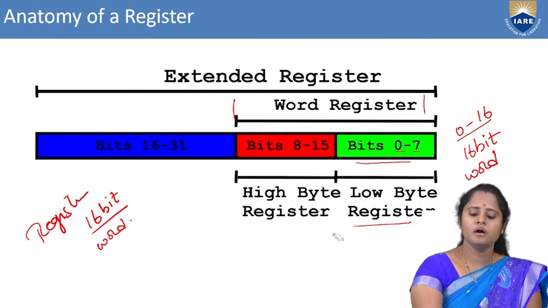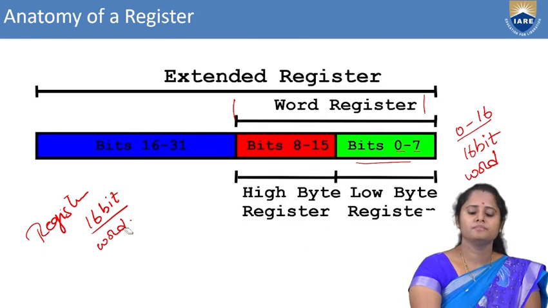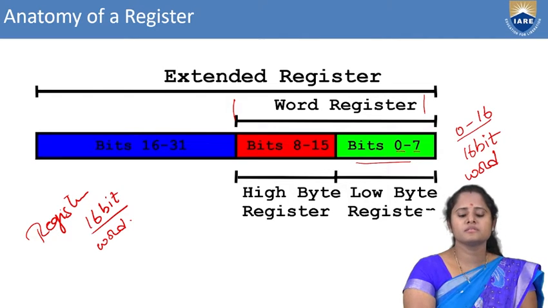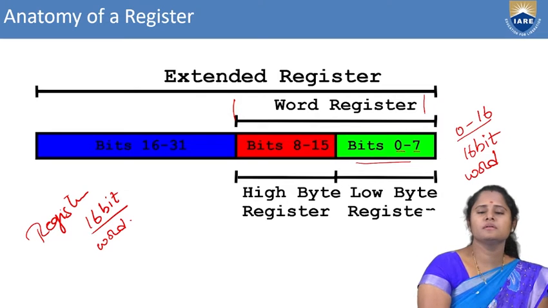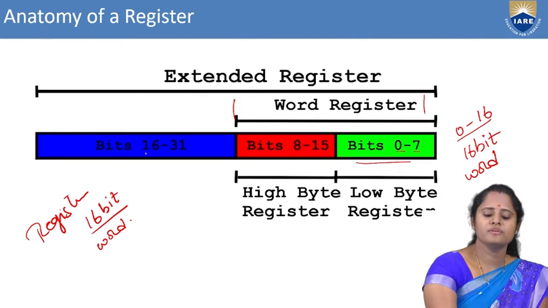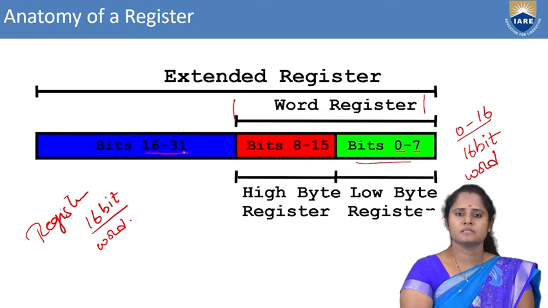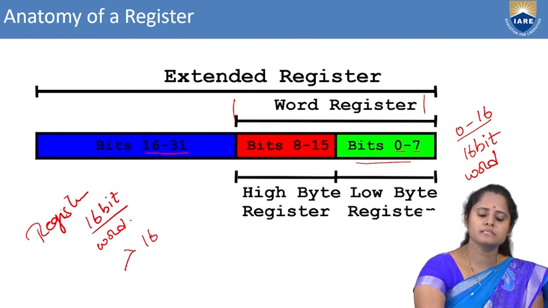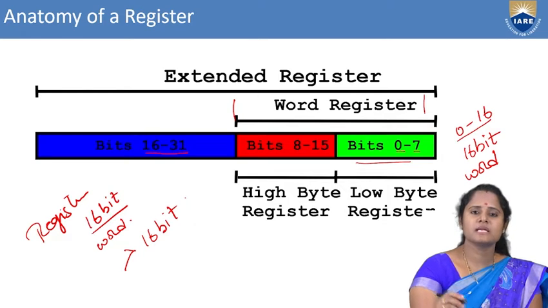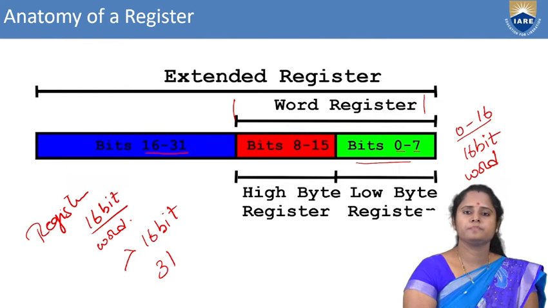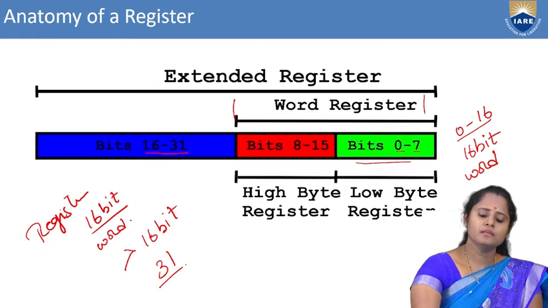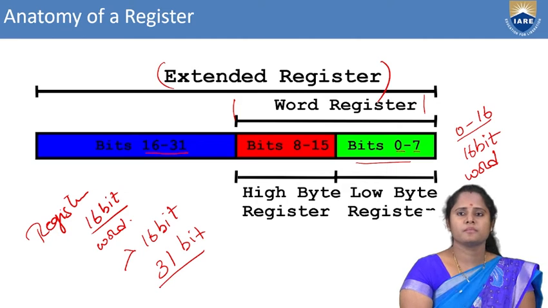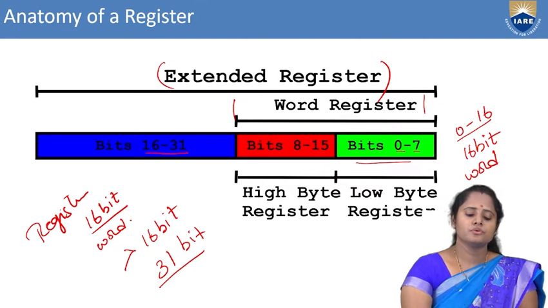So this is how a register can be defined. Apart from the word register, you can also extend the register from 16 to 31 bits. If a register is extended greater than 16 bits, it can extend up to 31. So that 31-bit register can be called an extended register.